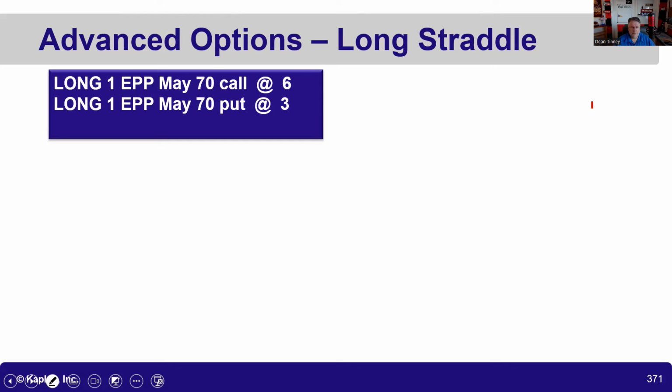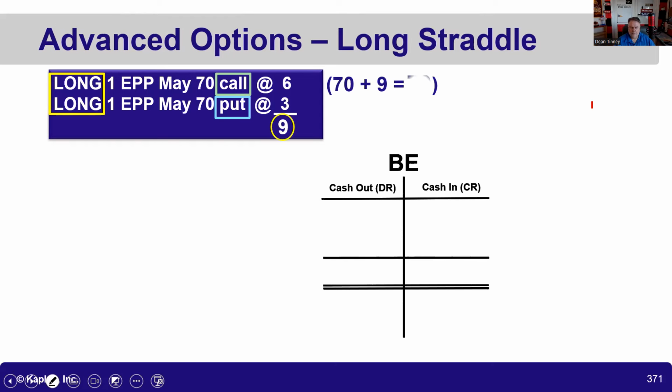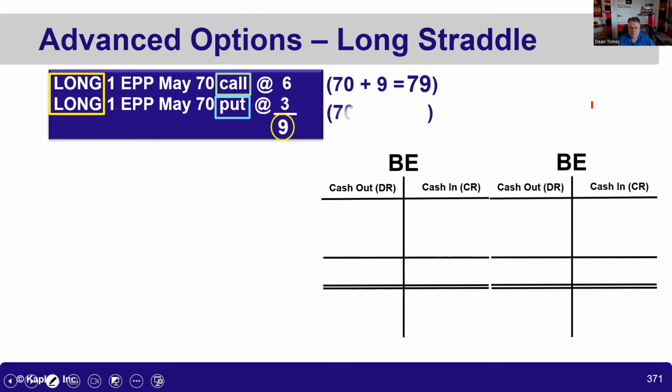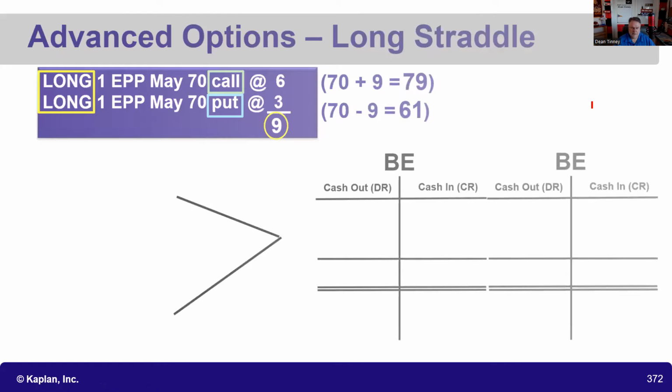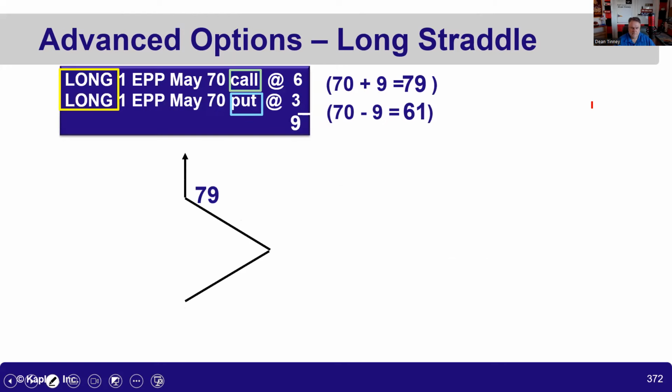All right, so here's our first one. And so we have to be able to identify that as a straddle. Long, 2 different types of contracts. Now, the strike prices are different. It's a combination. You wouldn't do anything differently than what we're going to do here. So after we identify it, we're going to calculate the break evens. The way we do that is by combining the premiums, strike price plus total premiums, strike price minus total premiums, and we get our break evens of 79 and 61.